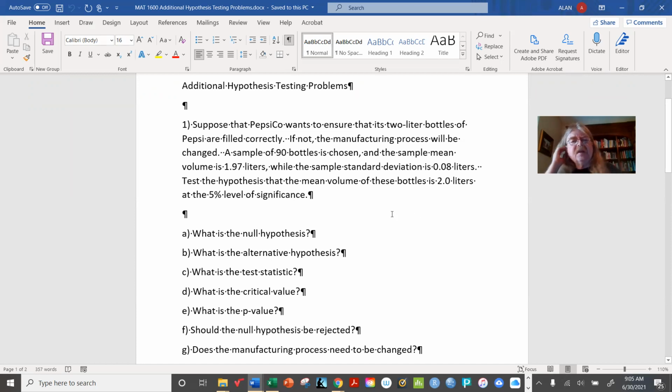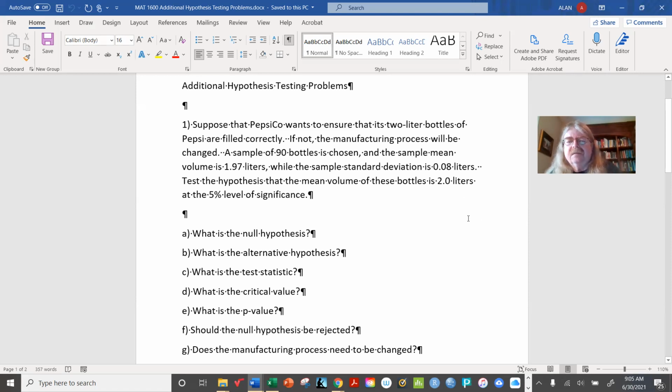So we'll pick a sample of 90 bottles, and the sample mean turns out to be 1.97 liters, and the sample standard deviation is 0.08 liters. So we have to test the hypothesis that the mean volume is 2 liters at the 5% level of significance.